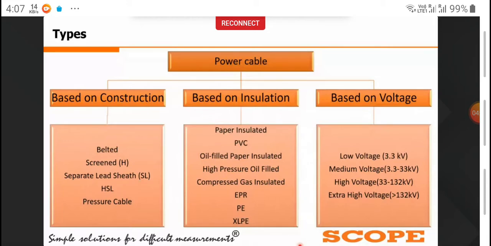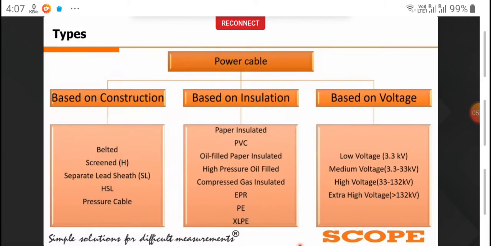Okay, after that, in screened type cables, the multiple cores are covered by impregnated paper, then aluminum foil is provided, and over the aluminum foil a copper fabric tape is provided. All the cores with copper fabric tape are kept in contact with each other to reduce heat dissipation and electrical stresses. Okay, this screened type, the H type cables, are used for up to 33 kV applications.